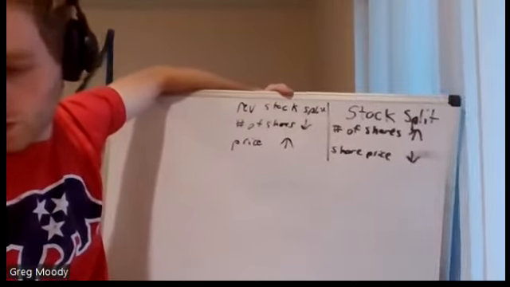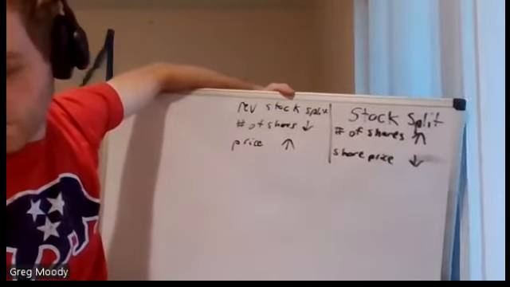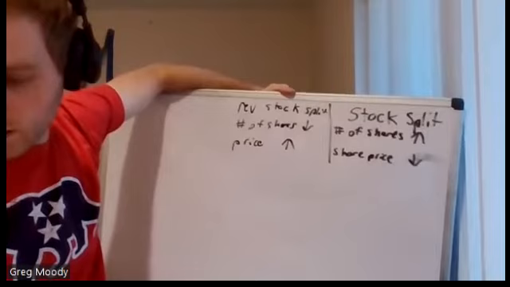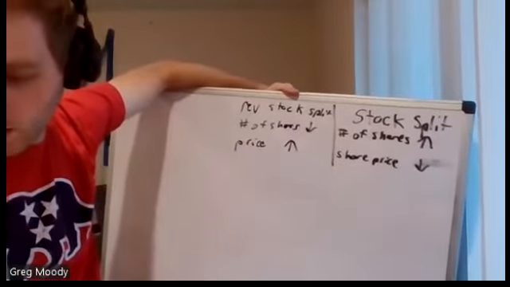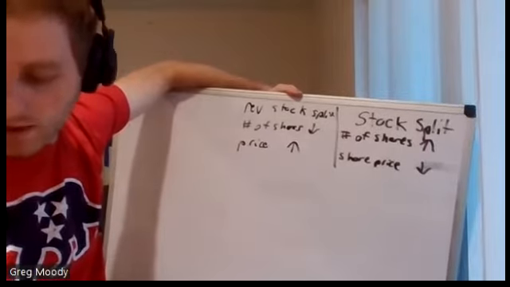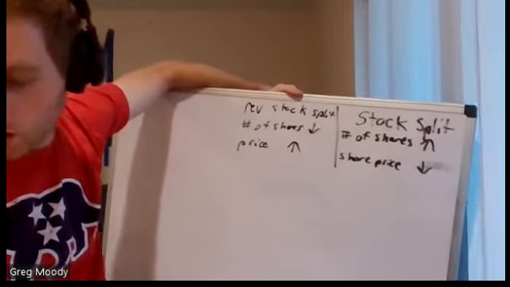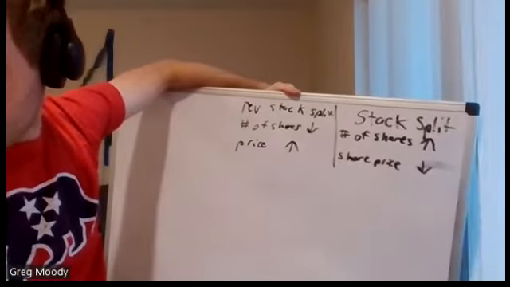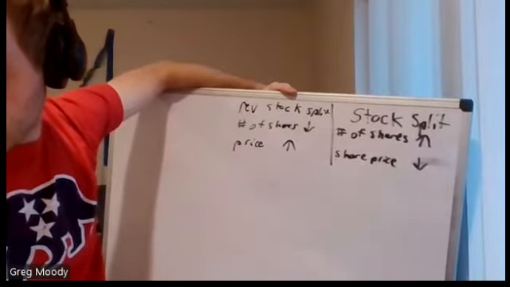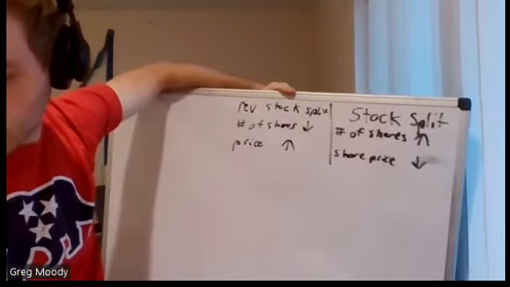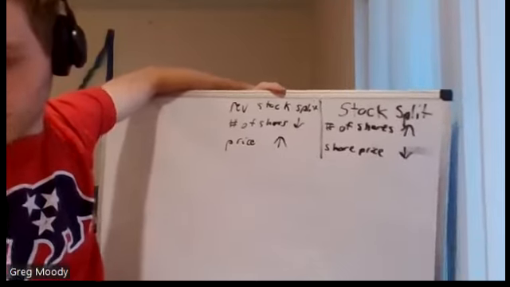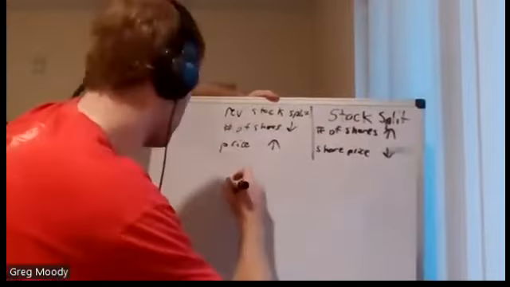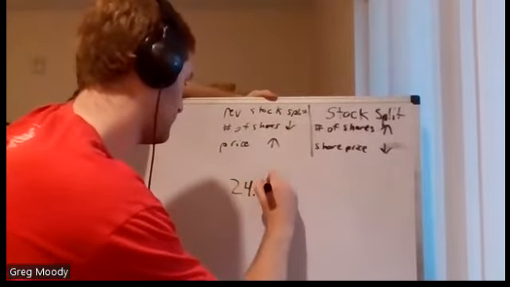So if we move on to 21, Alfonso's Italian House has 17,000 shares of stock outstanding with a par value of $1 per share and a market price of $24.6 a share. The firm just announced a stock split of 3 for 2. What will the market price per share be after the split? So what we'll do is we'll take our market price, 24.60, and we're going to multiply it.